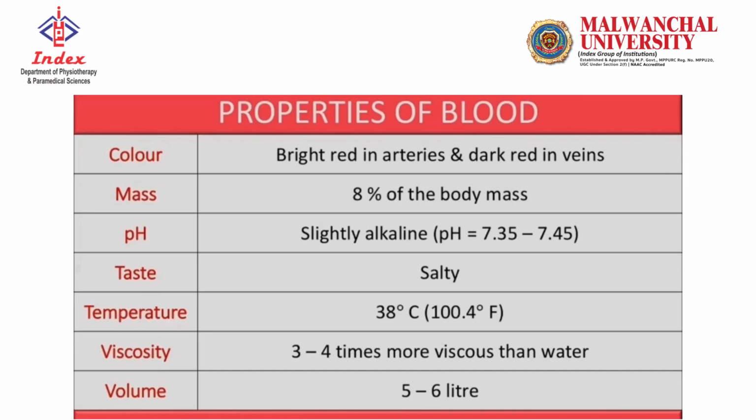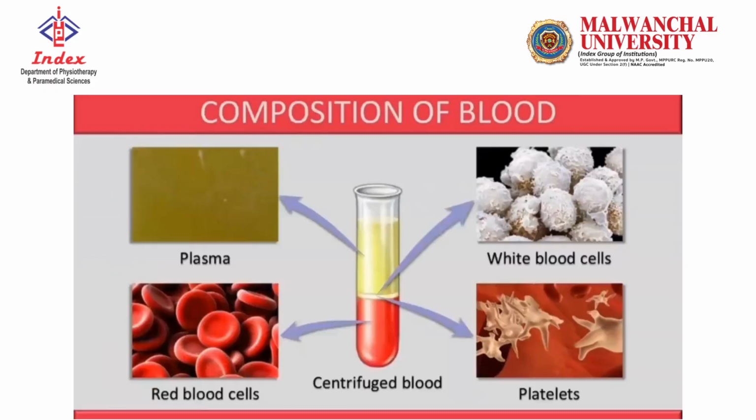Now we'll discuss viscosity. Blood is 3 to 4 or 5 times more viscous than water. Volume: 5 to 6 liters in an adult person. A healthy adult person has 5 to 6 liters of total blood in the body.